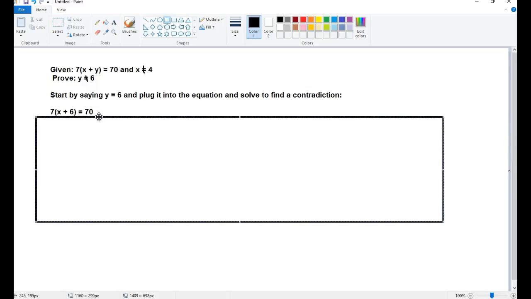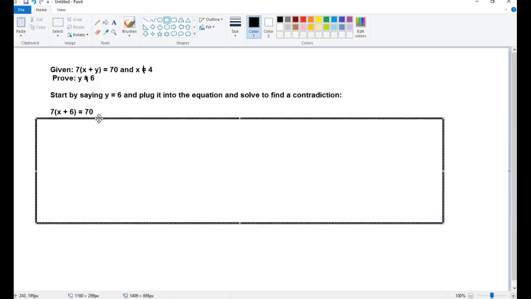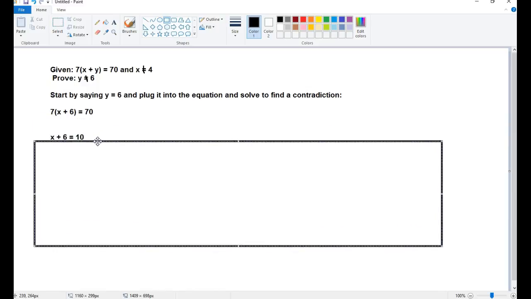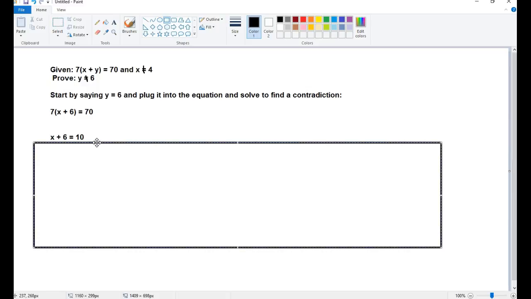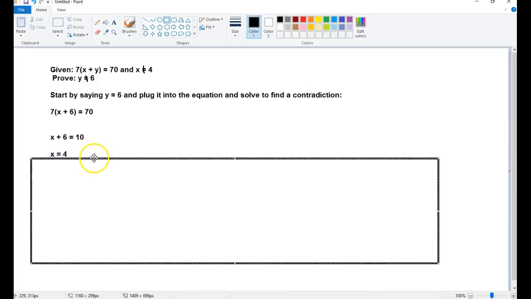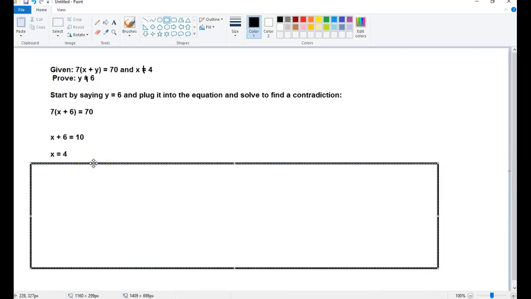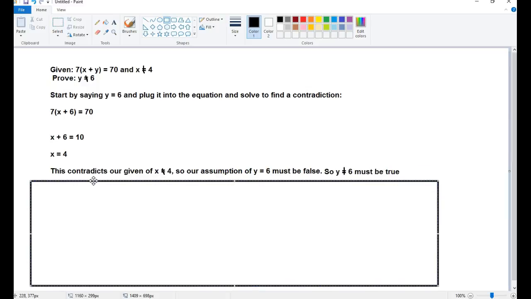So we start off by saying 7 times x plus 6 equals 70, and then I'm going to divide both sides by 7 and get x plus 6 is equal to 10. Then I'm going to subtract 6 from both sides and get that x equals 4. But that contradicts what I said before in my given. So this x equals 4 contradicts our given of x does not equal 4. So our assumption of y equals 6 must be false. Therefore, y cannot be equal to 6 must be true.